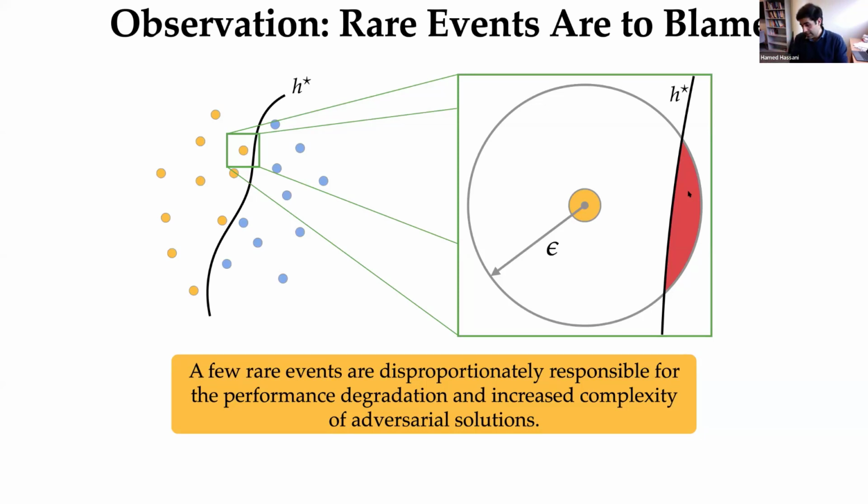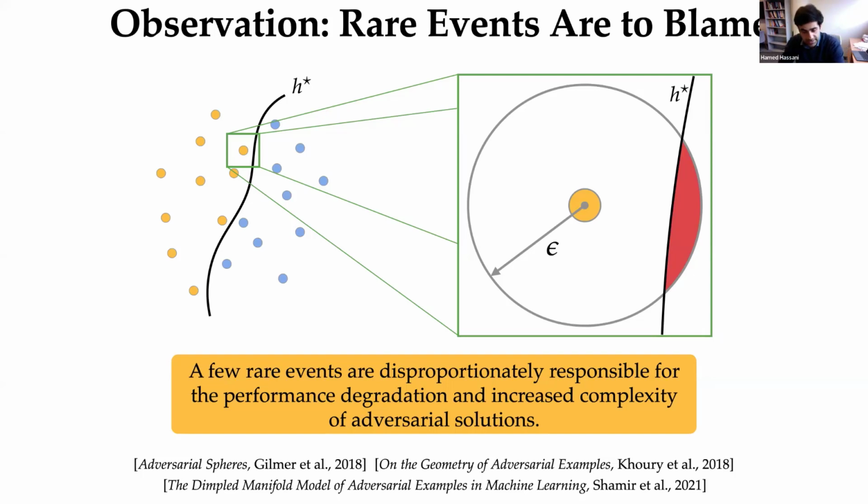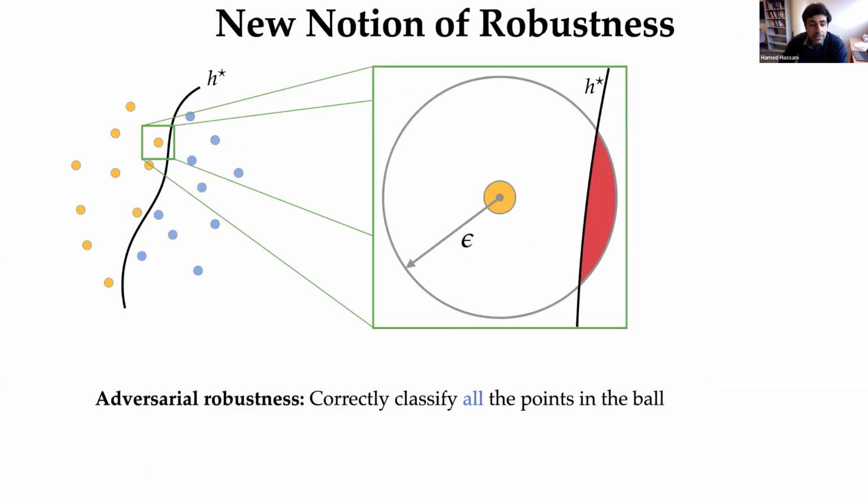For example, typically the ratio of adversarial examples is maybe less than 5% or even 1% of the ball, if you consider the uniform measure and so on. So that's the main observation. Typically, adversarial examples are in a very narrow strip inside the ball of radius epsilon. And this has been investigated in several papers, both theoretically and also numerically.